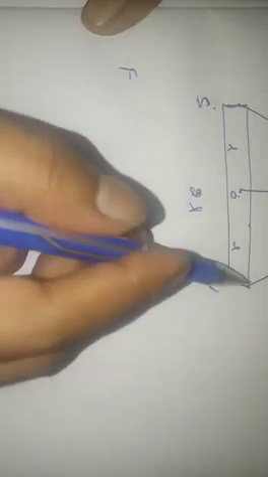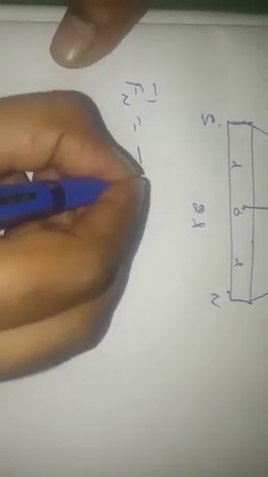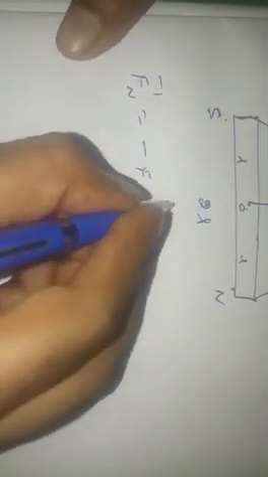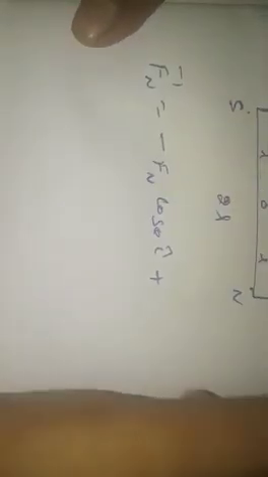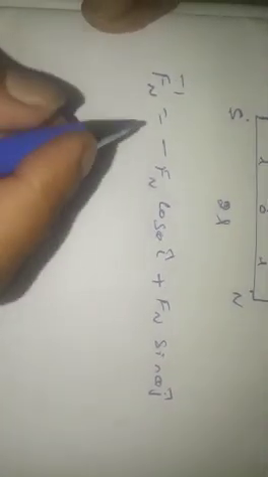We can write the force between the north pole of the bar magnet and the unit north pole at point C, Fn vector, is equal to minus Fn cos theta i cap, since this is the negative x-axis, plus Fn sin theta j cap.